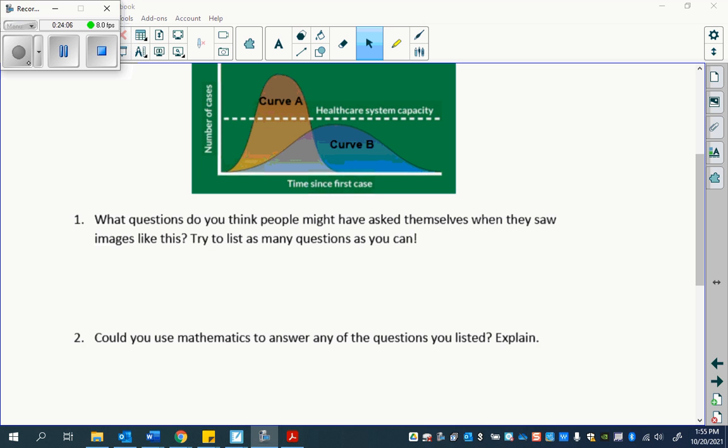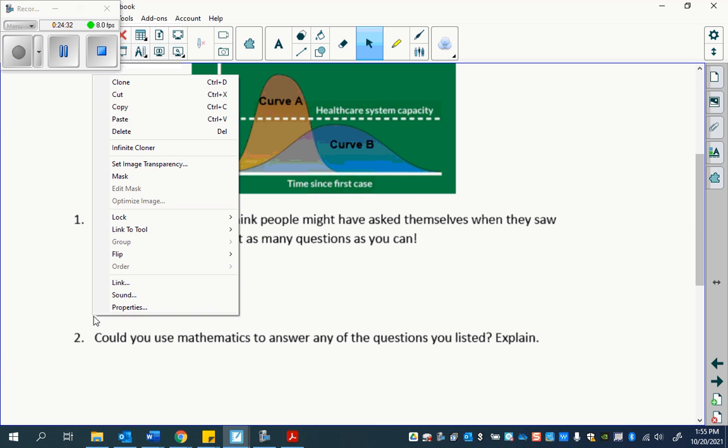Could you use mathematics to answer any of the questions that you listed? I'm curious about how do you want us to flatten that curve? What rate are cases increasing now that we need to get it down to? Do we need to cut our rate in half? Do we need to cut our rate in 2/3? What kind of changes do we need to create for our rate?